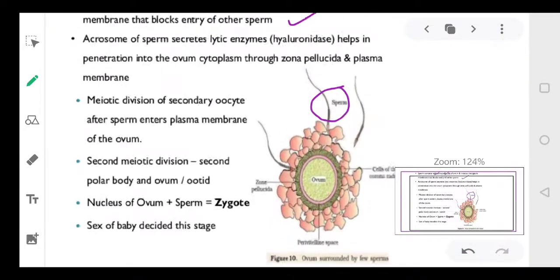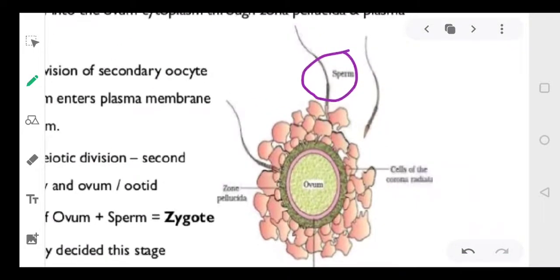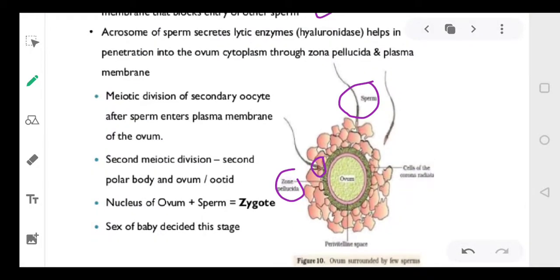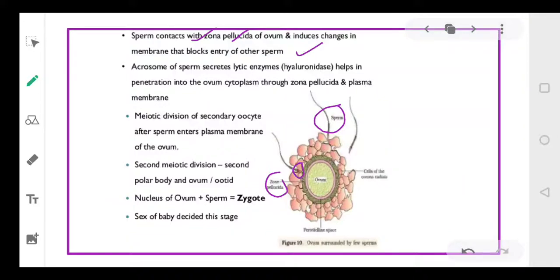Okay, this yellow, greenish portion that you can see is the zona pellucida layer. So, once the sperms come, the first sperm that comes in contact with the zona pellucida will bring about changes in this layer so that no other sperm can enter. Once one sperm has entered, that will block the entry of the other sperms.